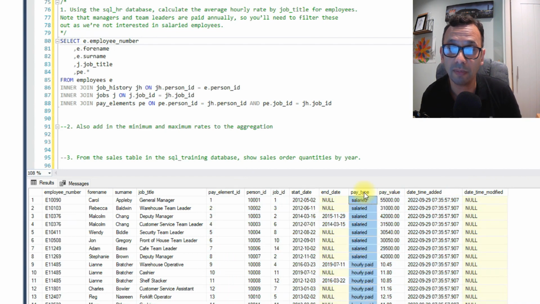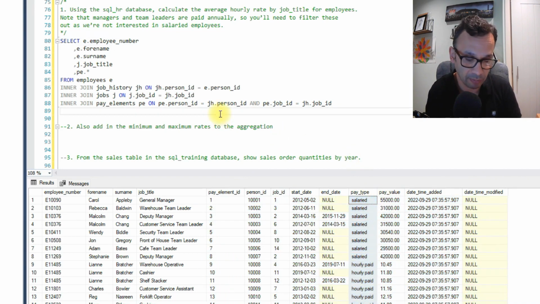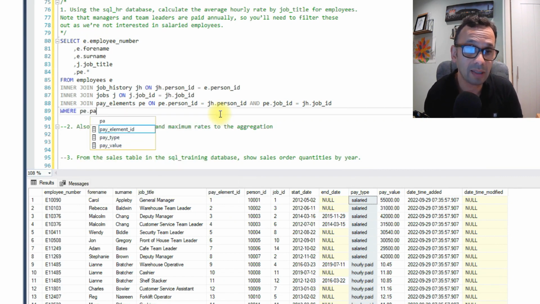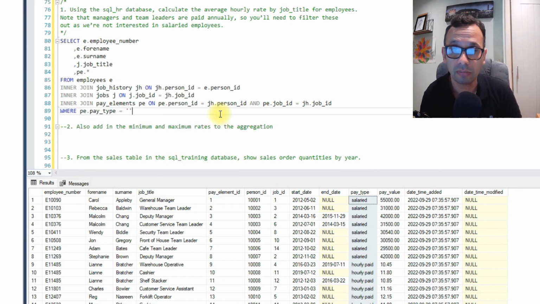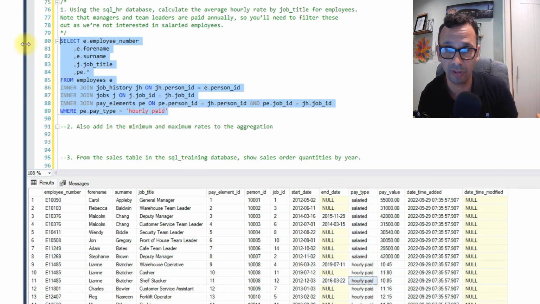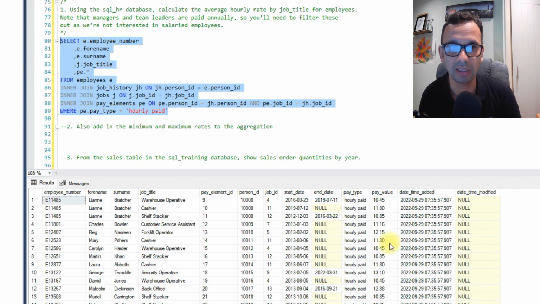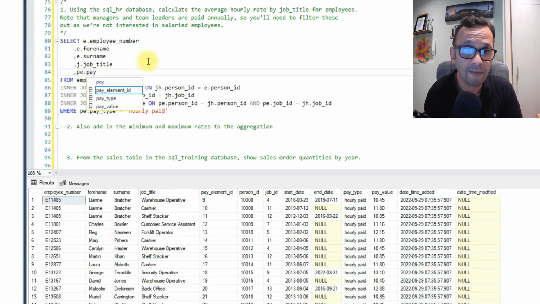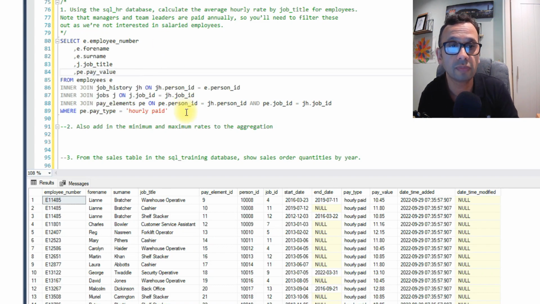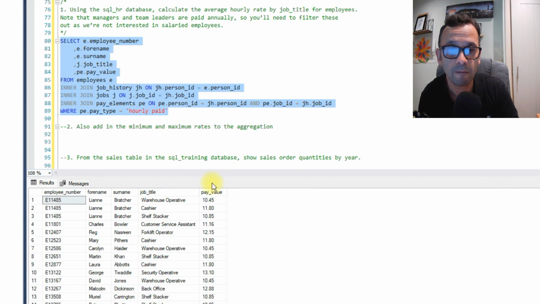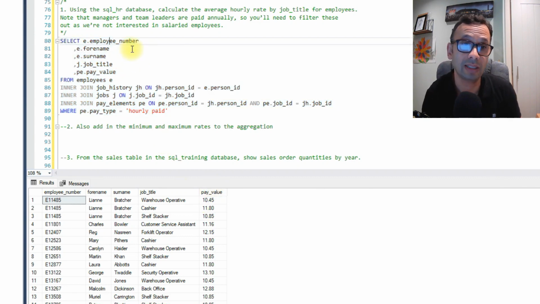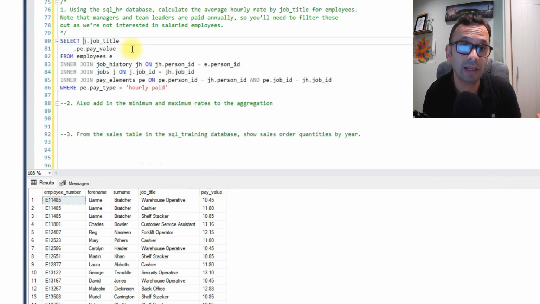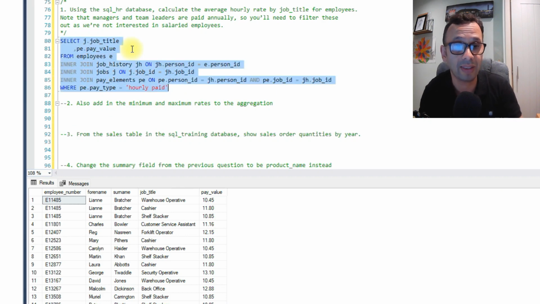First, filter out your hourly from your salaried employees. So it's where PE.pay type equals, we just want hourly paid. That gets rid of your managers and team leaders. And then the only field we need is pay value from there. So now we just need to group it by job title. So we need job title and pay value, which looks on its own like that.